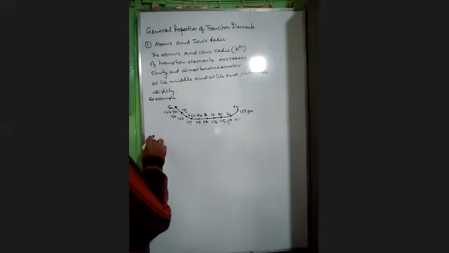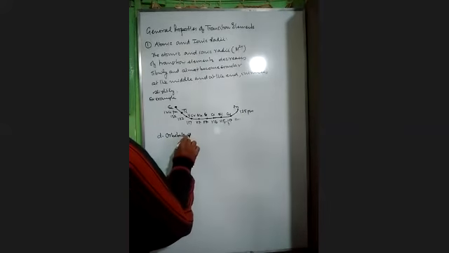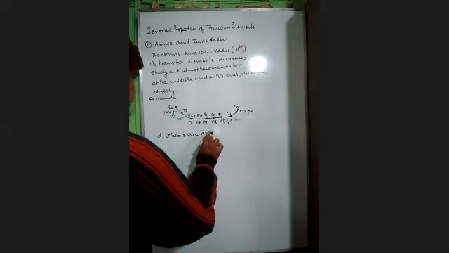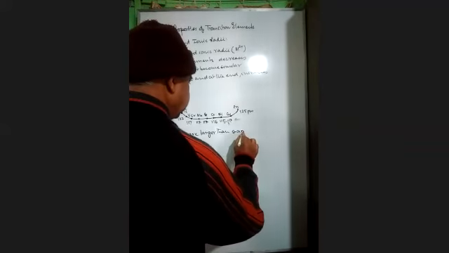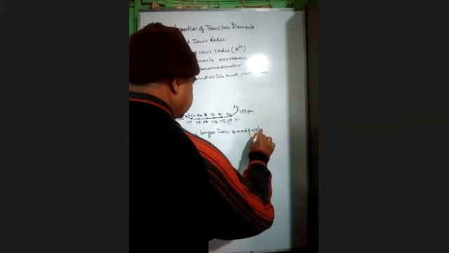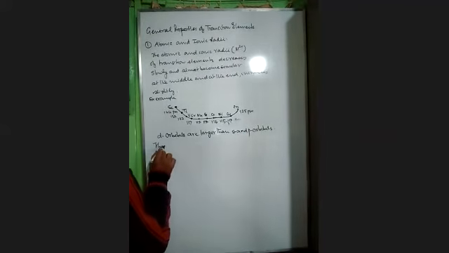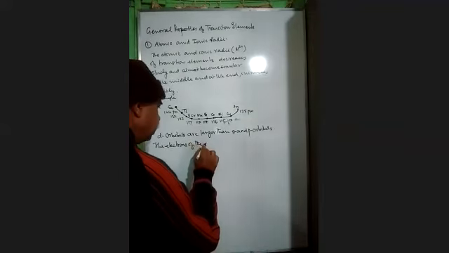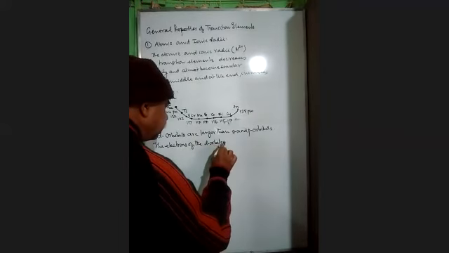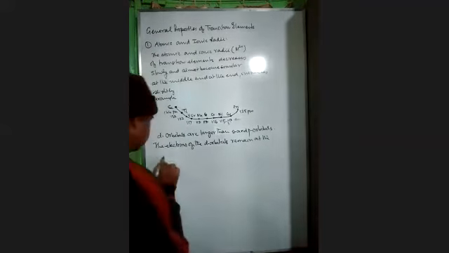So right now, d orbitals are larger than s and p orbitals. The electrons of the d orbitals remain at the periphery.